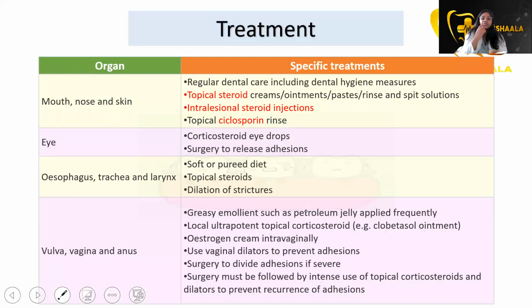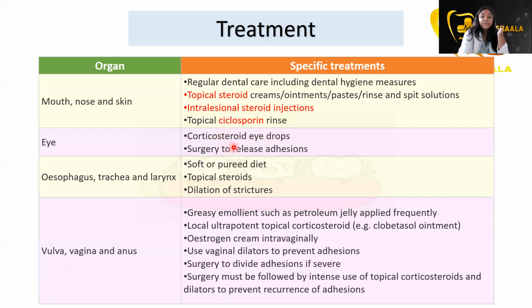Then treatment. Since it involves various treatments, treatment is mainly symptomatic. That is, we go on treating the symptoms. So that is how we can achieve a treatment for the disease. When it is involving mouth, nose, and skin, we suggest regular dental care. For skin, we suggest topical steroid creams or ointments. Even for mouth ulcers, we use ointments or some spit solutions. Intralesional steroid injections are recommended, and topical cyclosporin rinse is also used.